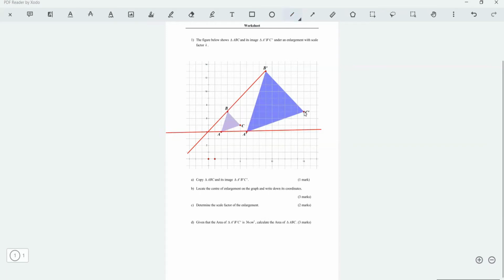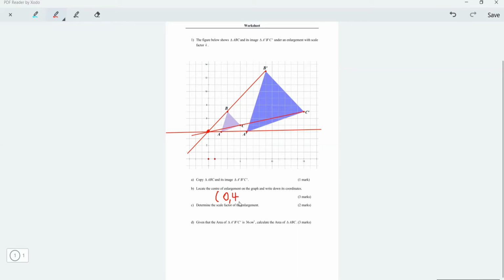Then you draw one line from C and C prime, passing through the two of them. Now, where all of the lines intersect, that is the center of enlargement. So in a case like this, the center of enlargement is right here. All of them intersect. Based on the graph, it has an x value of 0 and a y value of 4. So the center of enlargement is when x is 0, the y value is 4.